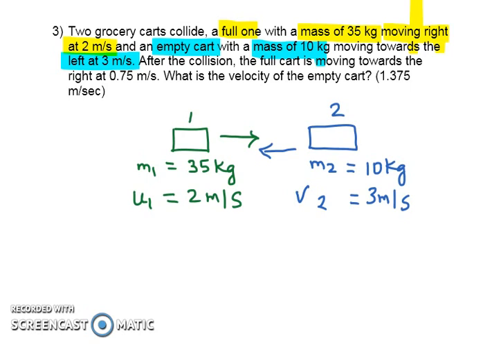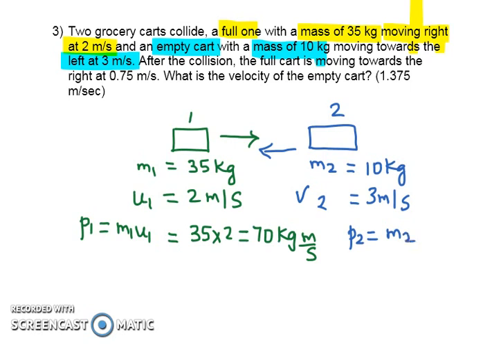So the initial momentum of the first cart P1 is M1 U1, that is equal to 35 times 2 equals 70 kilogram meter per second. And the initial momentum of the second cart P2 is M2 U2, that is 10 into 3, 30 kilogram meter per second.